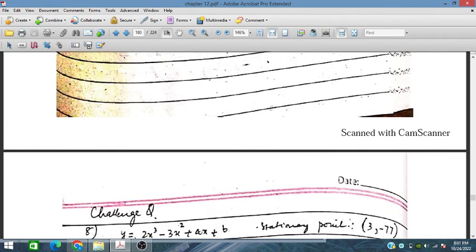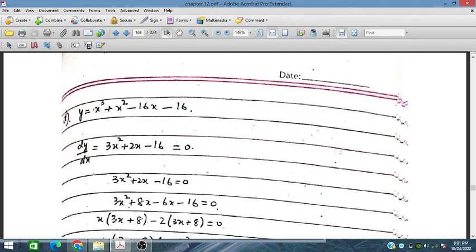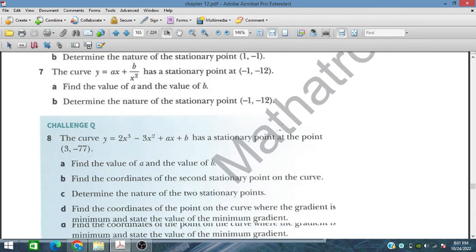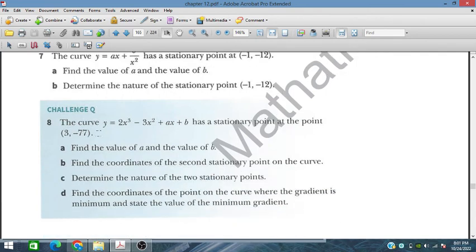So let's move to a challenging problem, number 8. This curve has a stationary point at this point. Find the value of a and b the same way that we have obtained earlier. Find the coordinates of the second stationary point on the curve. Determine the nature of the two stationary points, and find the coordinate point of the curve where the gradient is minimum and state the minimum gradient. So this is a challenging problem.